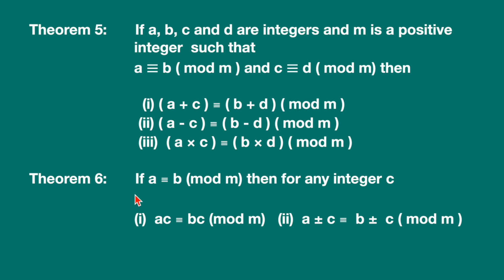And then theorem 6 states: if a is congruent to b mod m, then for any integer c, if you multiply c on both sides, LHS and RHS, they will also be congruent. So a into c is congruent to b into c mod m, and a plus or minus c is congruent to b plus or minus c modulo m. Okay, so these are theorems which you have to remember, because we are going to apply them in problem sums.